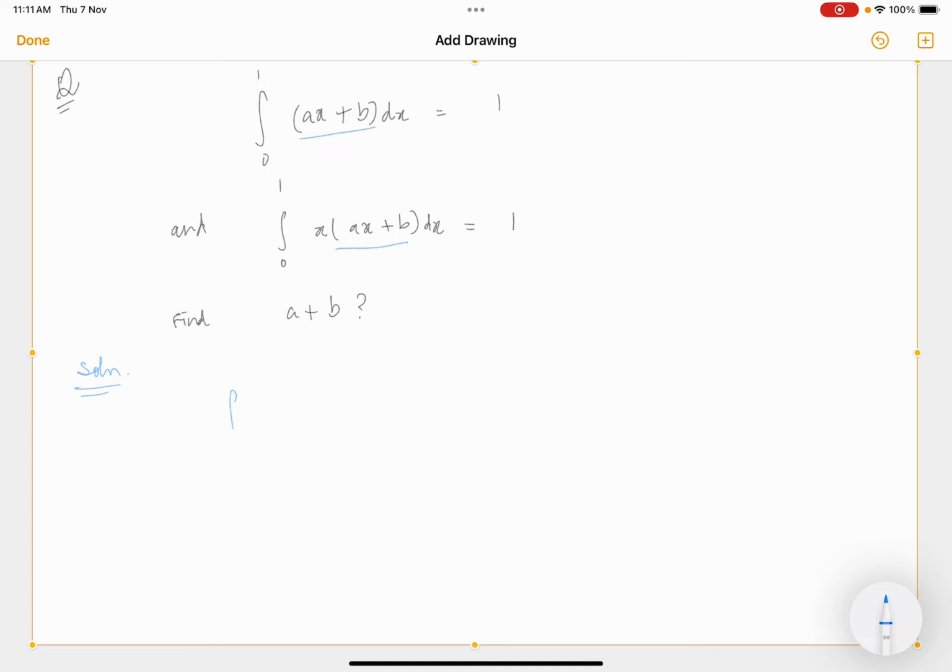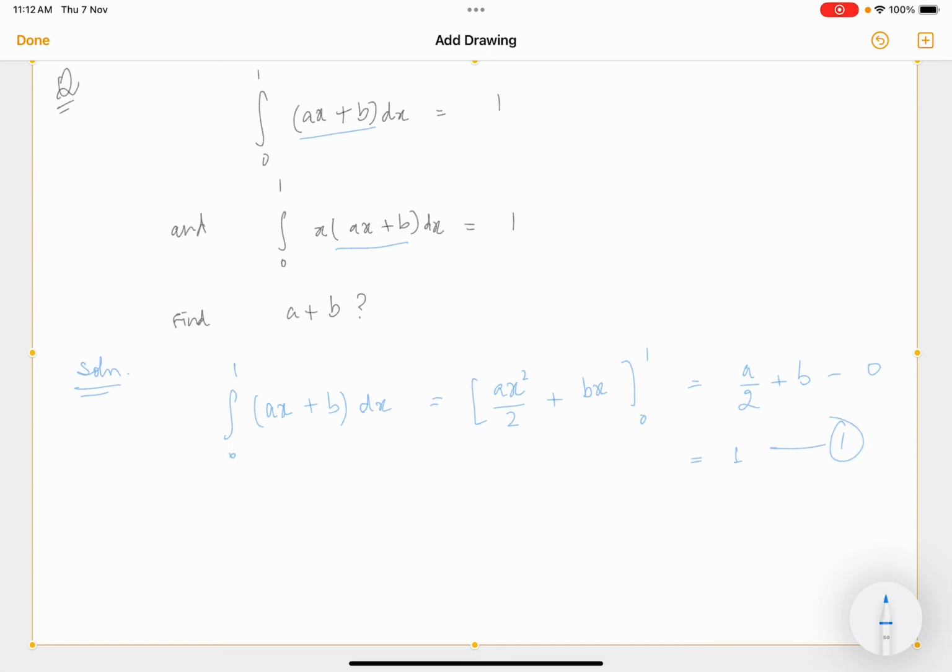So look at the first integral. You're just integrating a linear polynomial, which is ax plus b dx. And I think finding the integral here would be very simple. So this would be simply ax squared by 2 plus bx, going between the limits 0 and 1. And when you substitute the limits, it is basically a by 2 plus b minus 0. Okay, great. And this is equal to 1 as the question is giving us.